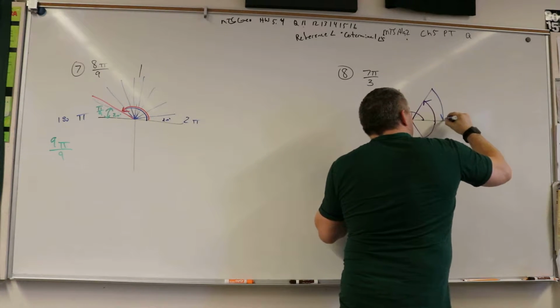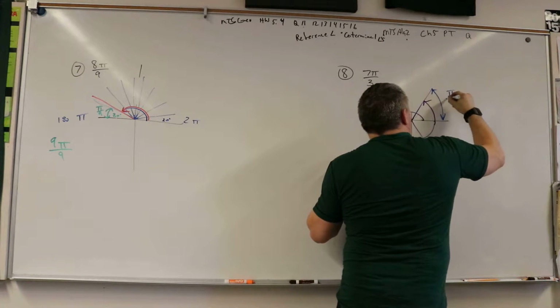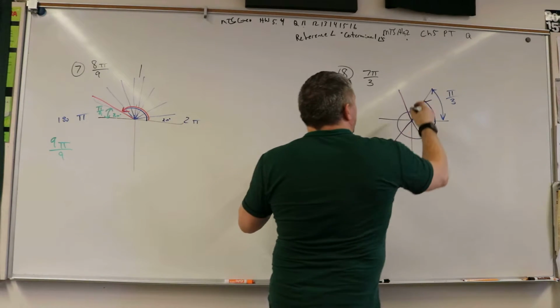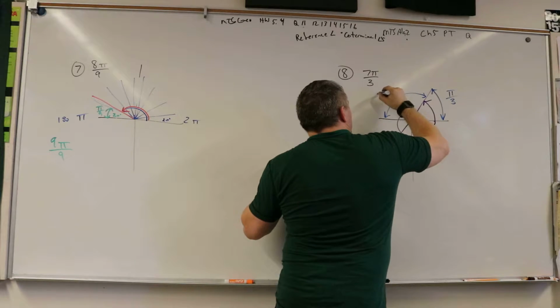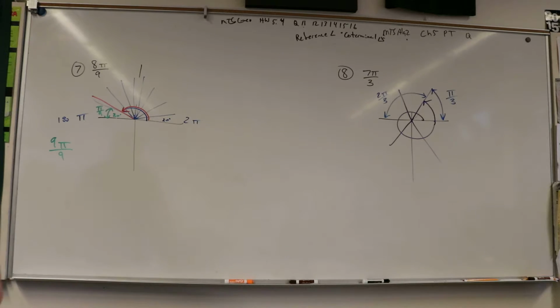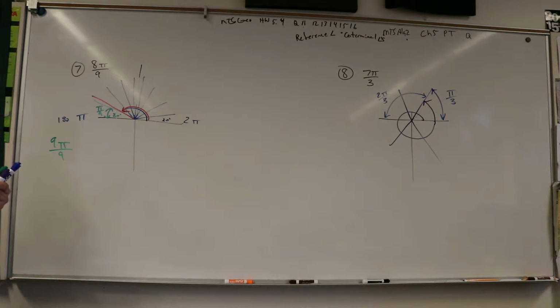Well, this piece right here could be looked at as pi over 3. And this piece from here to here could be viewed as 2 pi over 3. It's just how you want to view it, so you write it the way you want to view it. But that's how you would draw it.